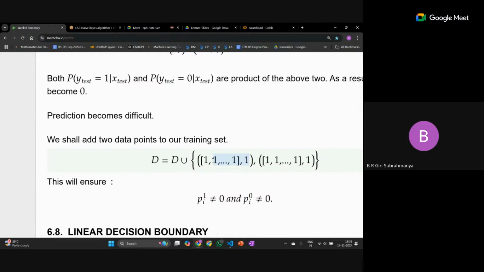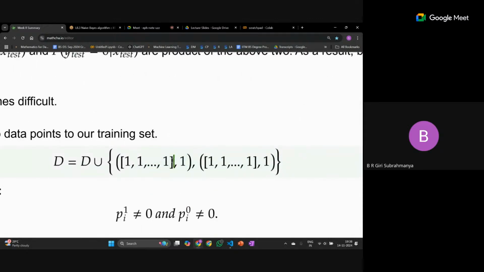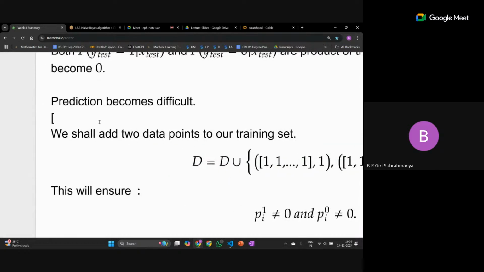So what you will do is Laplace smoothing. You'll take some email that has all the words, and you'll add it to your training data, with the label 1 and with the label 0. So you'll have two emails.